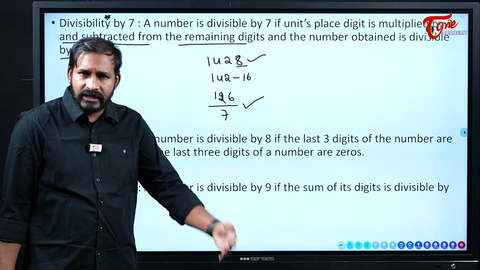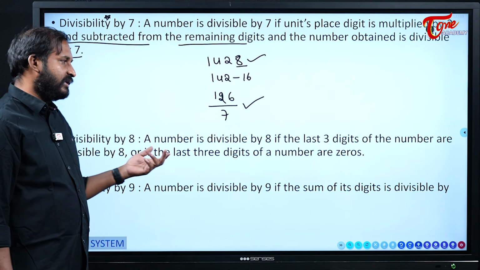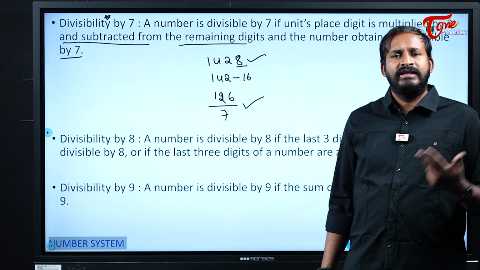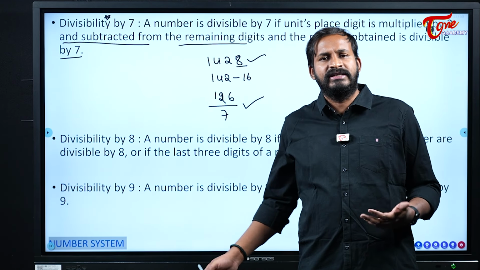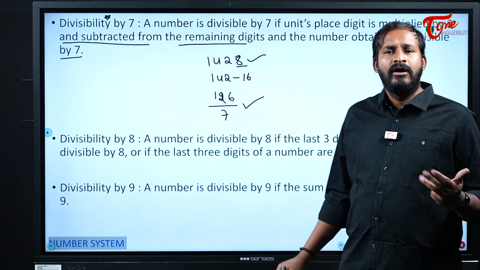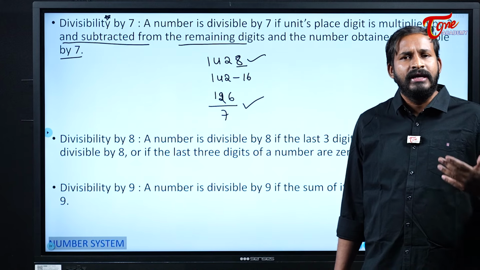Very infrequently, we will use the divisibility rule of 7. No need to worry. Next, what is the divisibility rule of 8? Very simple. This one is similar to 4. In case of 4, we check the last 2 digits. In case of 8, we will check the last 3 digits. If the last 3 digits are divisible by 8 or the last 3 digits are zeros, then I can say that number is divisible by 8.